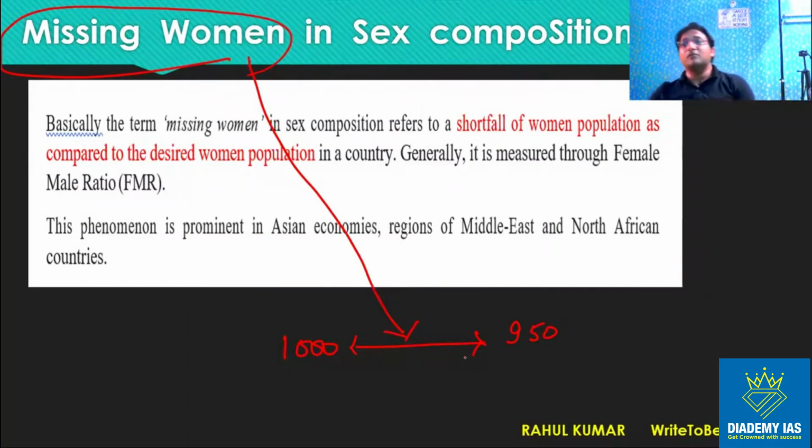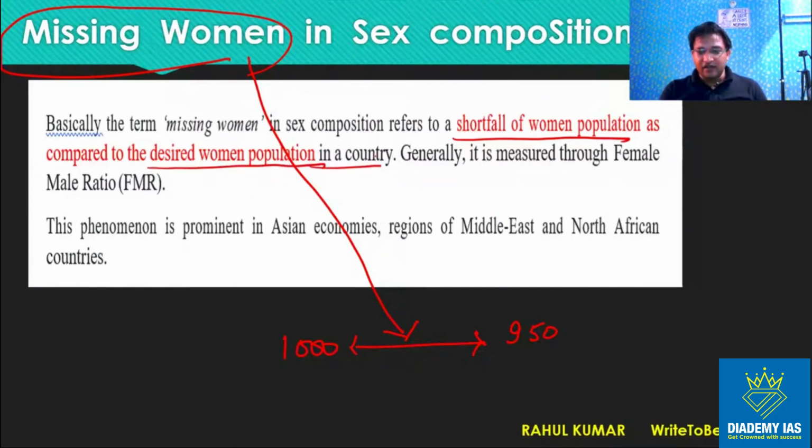These 50 women are missing. This is the concept of missing women, right? It refers to the shortfall of women population as compared to the desired women population in a country. Generally, it is measured through female-male ratio or simply sex ratio.